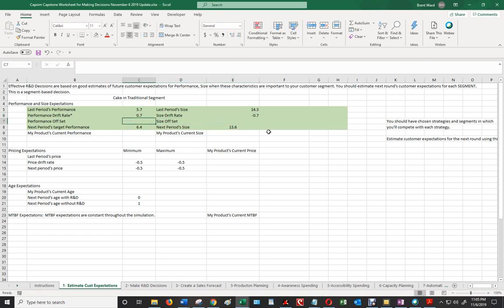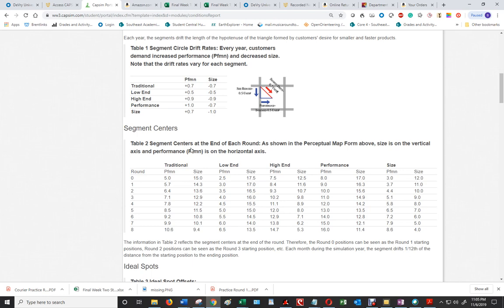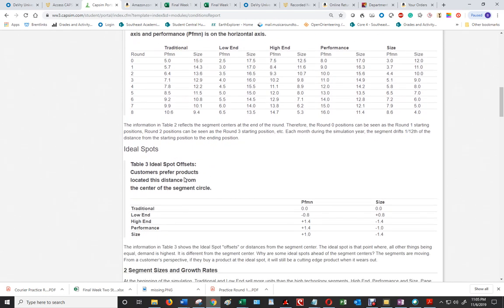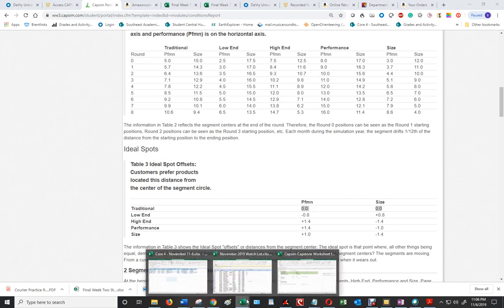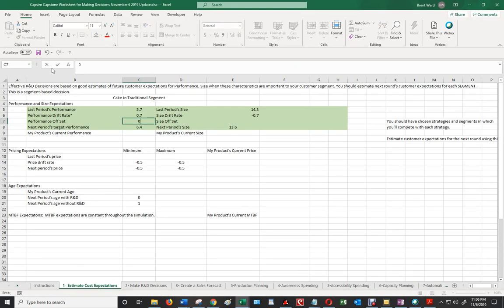And then you have to check the industry conditions report for the offset. In this case, if you check down here where it says ideal spot offsets, traditional has no offset. You want to hit right the center of it. If it has an offset, it means you're cutting off center to really meet the requirements of the customer. So in this case, we just would put in 0 for the offset. If you were doing a different segment, you would use the offsets in that industry conditions report I had up a minute ago. But it's 0 for this, and then the spreadsheet will recalculate what the next target performance should be and what its size should be.